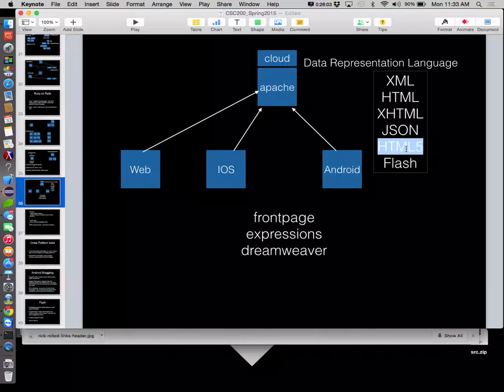HTML5 really wasn't popular at the time, but Apple's kind of a big fish, right? They're a big deal in technology. So if you have this one company that has a hugely popular mobile platform saying, we're not going to support your crap, instead we support this other stuff.